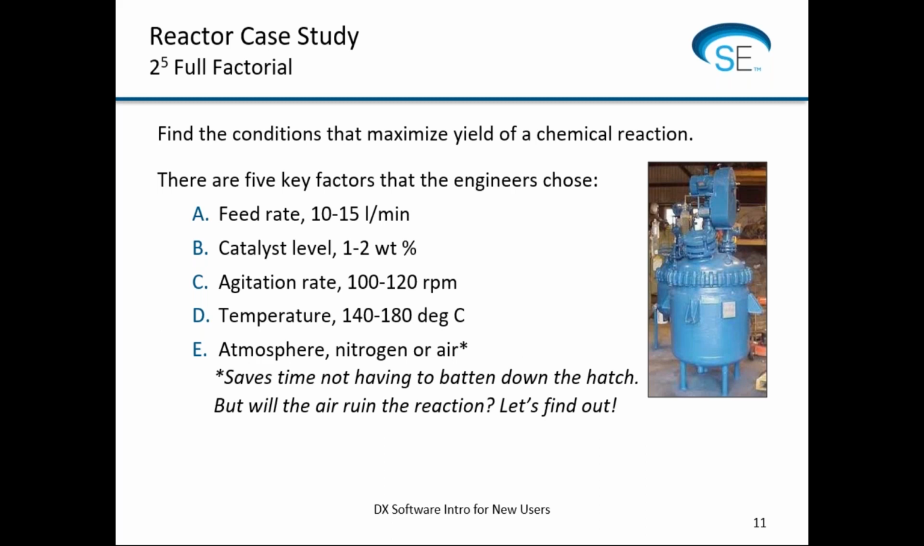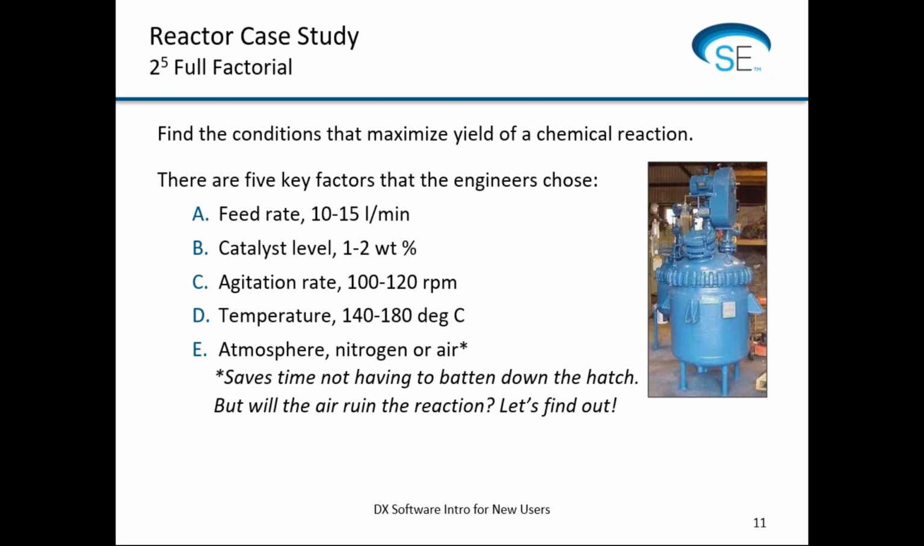Here's our first example. So again, I'm a chemical engineer, so I have a couple of these that are going to be a little bit more related to that environment, but hopefully you can relate to the designs that we're talking about. Here, what we're trying to do is maximize the yield of a chemical reaction. And the engineers say that there are 5 factors that they believe could have an impact. We're going to have the feed rate, catalyst, agitation, temperature. The last one is going to be atmosphere, which could either be nitrogen or air inside of the reactor, right?